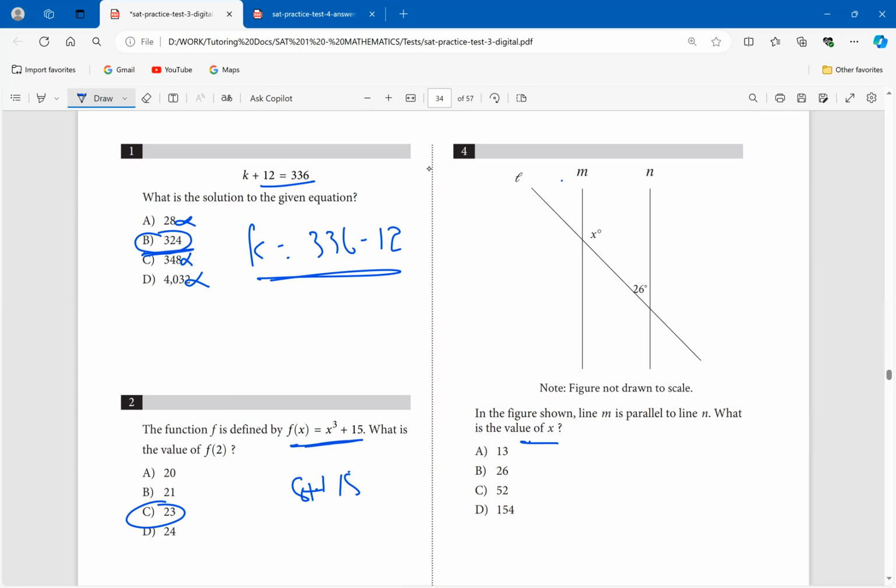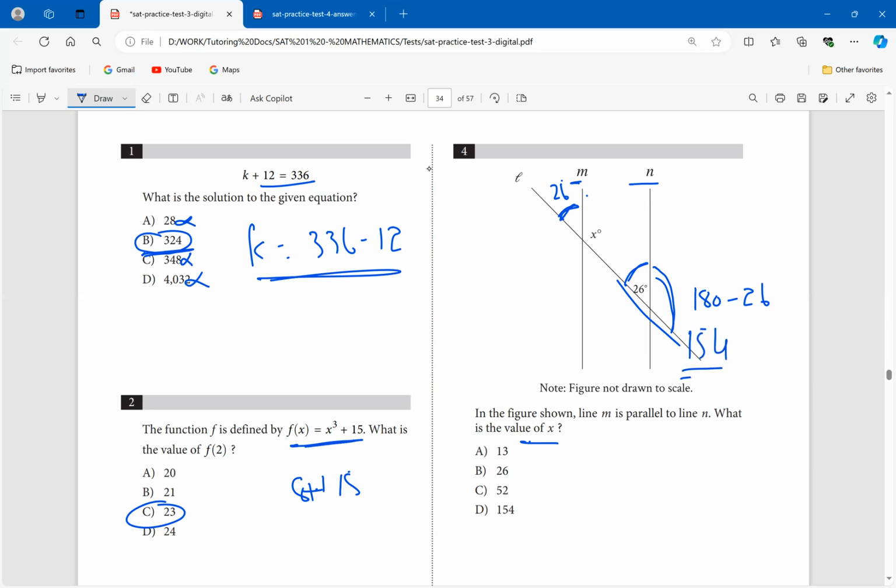So M and N are two parallel lines and they're intersecting this line. So if this is 26 degrees, you should know, okay, this is not coordinate geometry. This is from lines and angles. This is 26 degrees as well. So the opposite of 26 degrees will be how much? Because this is a straight line, it's going to be 180 minus 26. 180 minus 26 will give you 154. So this is 154.